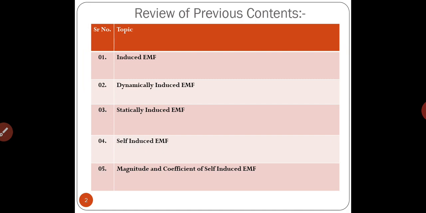Similarly, we have understood about dynamically induced EMF. Dynamically induced EMF is that EMF wherein the coil is moving in the magnetic flux, and due to the cutting of the magnetic flux by the moving coil, an EMF is induced in the coil. That is called dynamically induced EMF. Statically induced EMF is that EMF wherein the coil is stationary, whereas there is moving or changing magnetic flux. Because of that, an EMF is induced in the coil, which is called statically induced EMF. The best example for dynamically induced EMF is a DC generator, whereas for statically induced EMF the best example is a transformer.